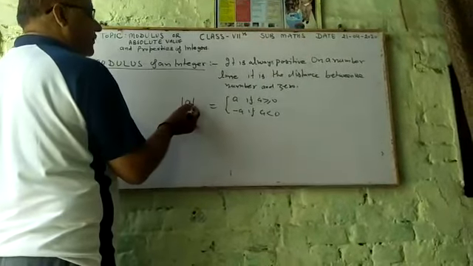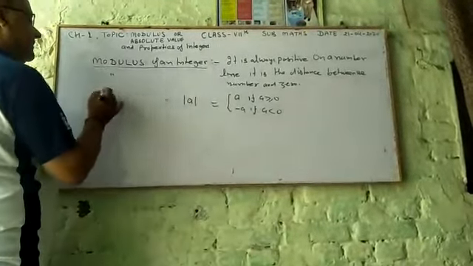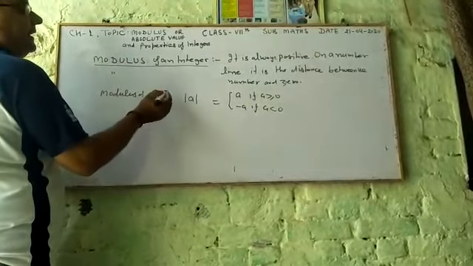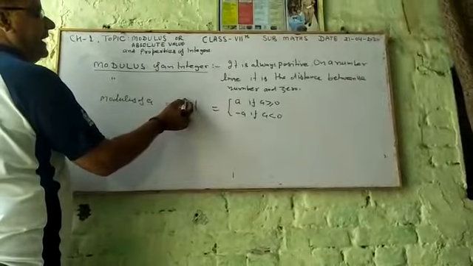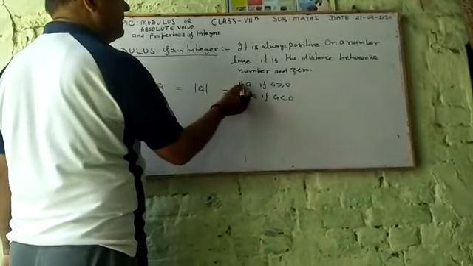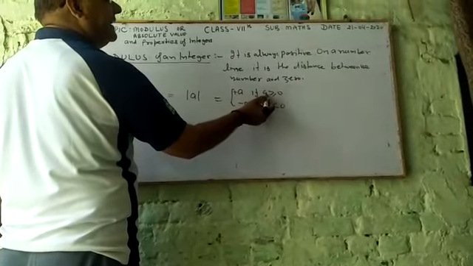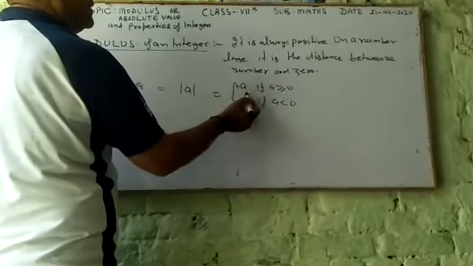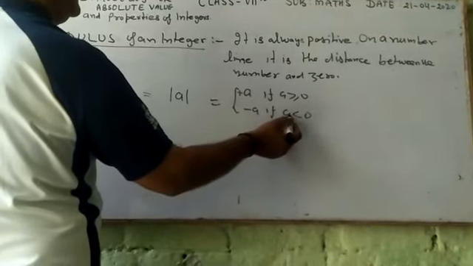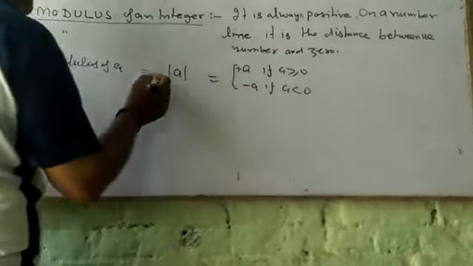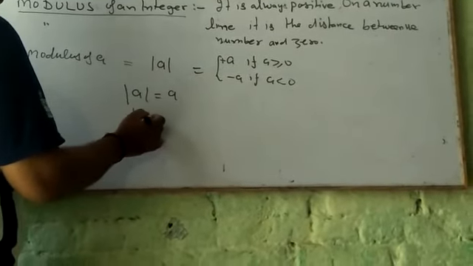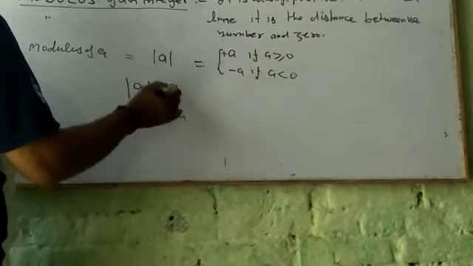So modulus of a, this can be read as modulus of a. Also write down a and these two lines. It means if it is positive when a is taken greater than or equal to 0, and if it is negative, if we take a less than 0, then modulus of a is equal to a, and modulus of minus a is also equal to a.